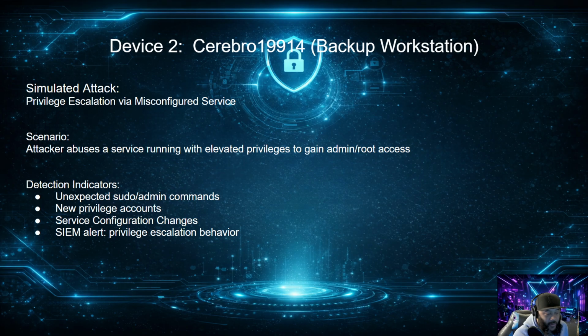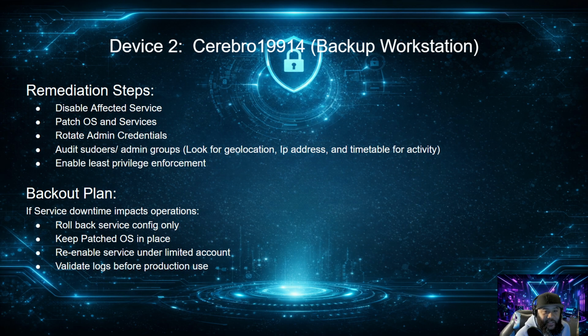Some of the detection indicators that could possibly happen are unexpected sudo admin commands, new privileged accounts that you did not install yourself, service configuration changes, and SIEM alerts for privilege escalation behavior. Remediation steps if this does happen to your computer: disable the affected service, patch your operating system and services, rotate admin credentials, change passwords, logins, all of that. Audit all of the people that are using sudo, which we call sudoers, in admin groups. Look for geolocation, IP address, and timeline for the activity, and then always enable least privilege enforcement.